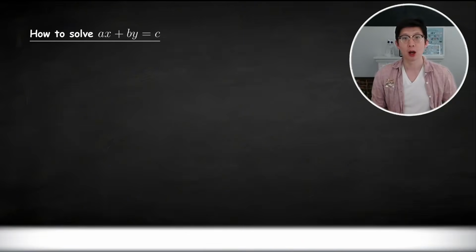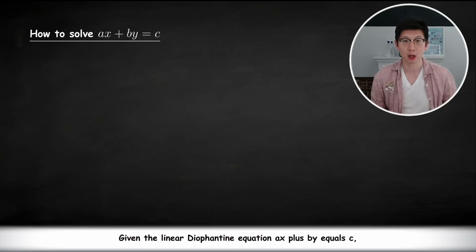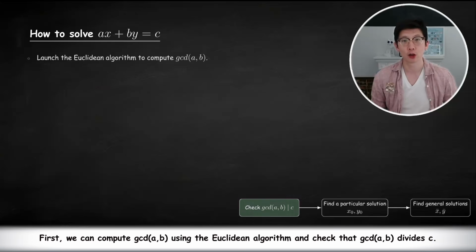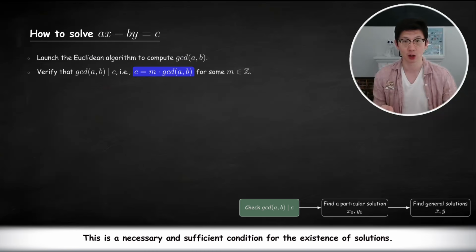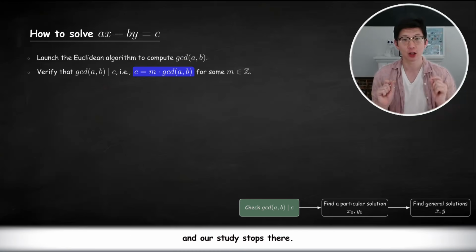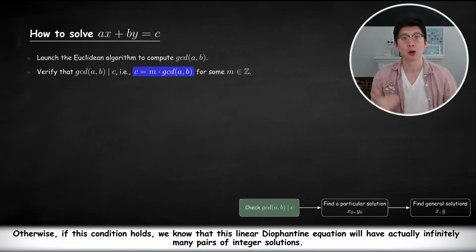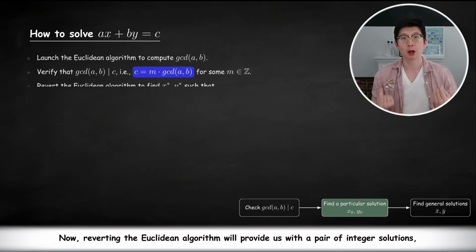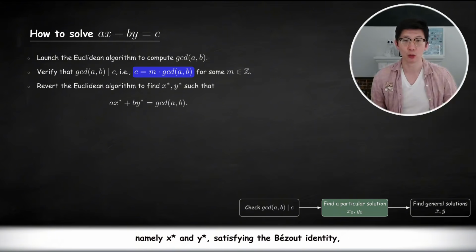Now, let us summarize. Given the linear Diophantine equation ax plus by equals c, how can we study its solutions? First, we can compute GCD-AB using the Euclidean algorithm and check that GCD-AB divides C. This is a necessary and sufficient condition for the existence of solutions. If this condition does not hold, there will be no solution and our study stops there. Otherwise, if this condition holds, we know that this linear Diophantine equation will have actually infinitely many pairs of integer solutions. Now, reverting the Euclidean algorithm will provide us with a pair of integer solutions, namely x star and y star, satisfying the Bezout identity, that is, ax star plus by star is equal to GCD-AB.